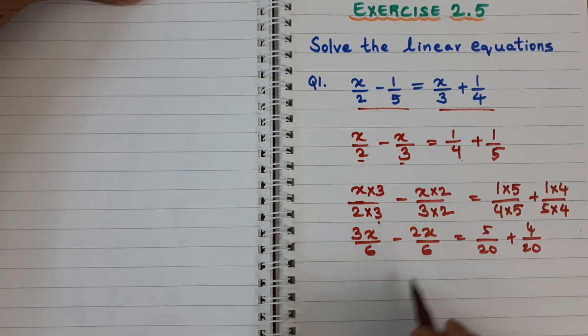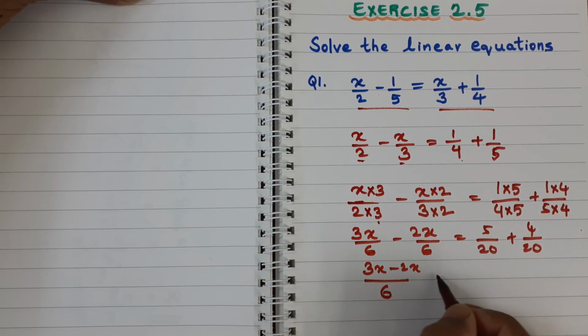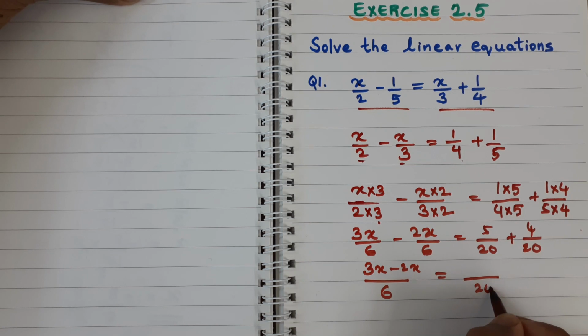Now here I have the same denominator, so I can write 6 here. Then directly I can subtract the numerators. So here also the denominators are the same, so I can take the denominator as 20, then I can add the numerators 5 plus 4.